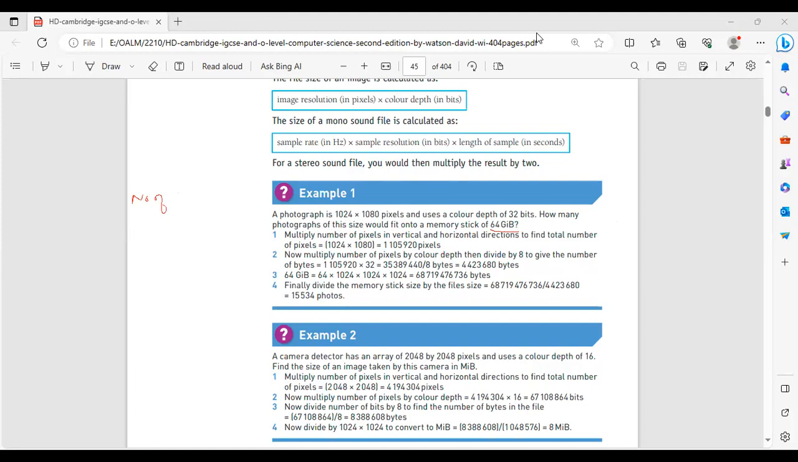The first step is to calculate the number of pixels: width multiplied by length. So the width is 1024 multiplied by 1080. Now you have to find 1024 multiplied by 1080.